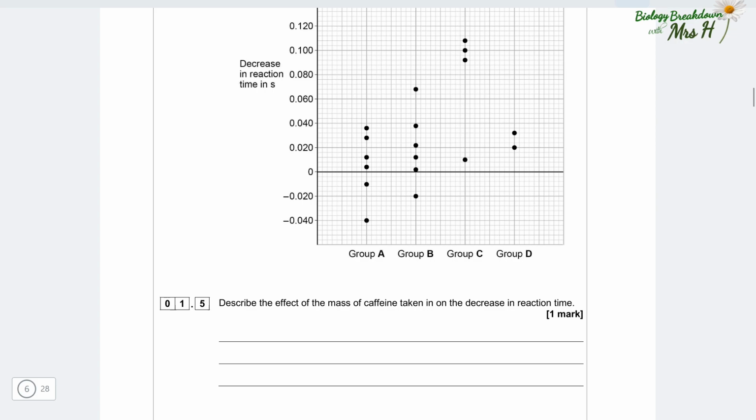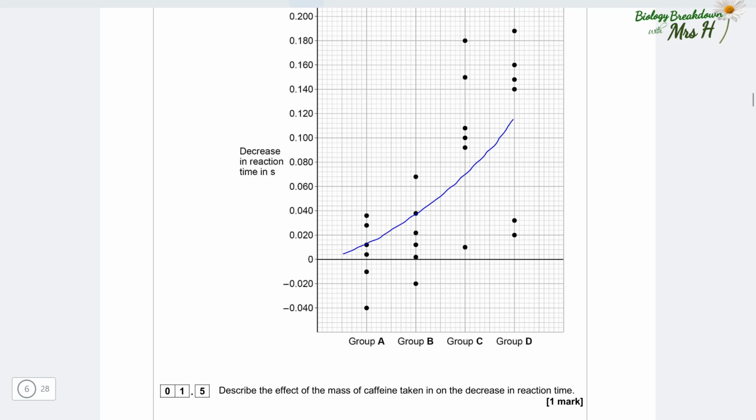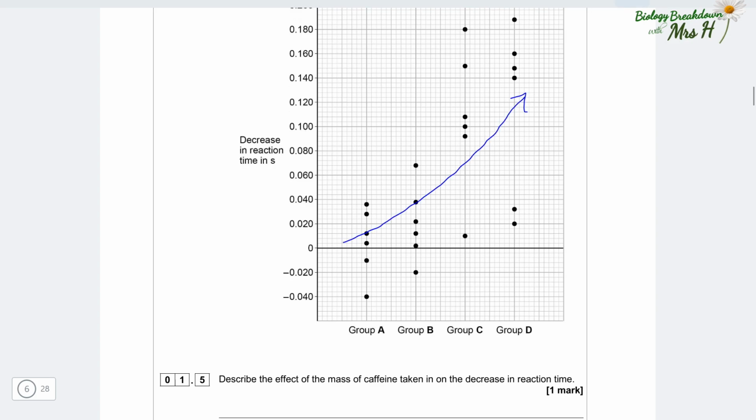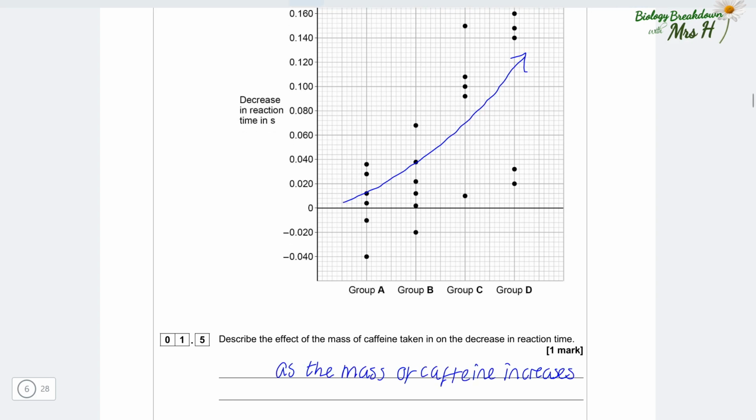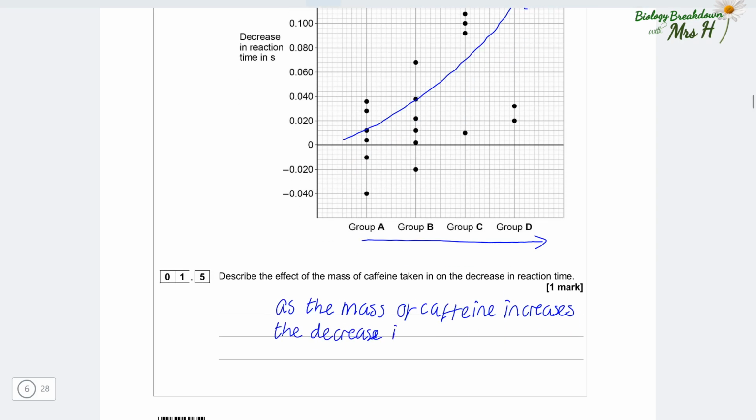Describe the effect of the mass of caffeine taken in on the decrease in reaction time. So we look at that general trend. It is an upward trend, isn't it? As the mass of caffeine increases, the decrease in reaction time increases, which sounds a bit confusing, but we're literally just taking that off of the graph.